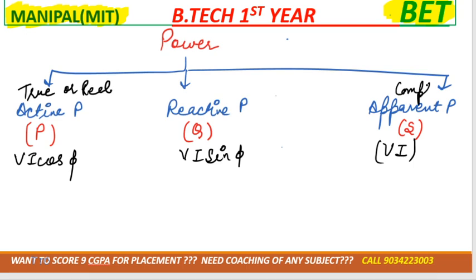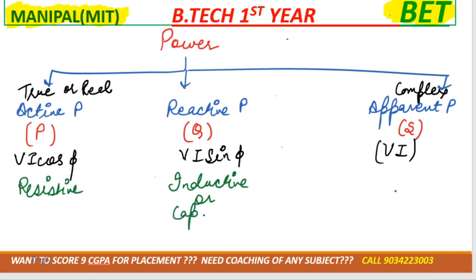Active power is also known as true power or real power. Apparent power is also known as complex power. Okay, active power we'll use where a resistive load is mentioned. Reactive power we'll use where an inductive or capacitive load is there. Apparent power we'll use where there is a combination of RL, RC and RLC.